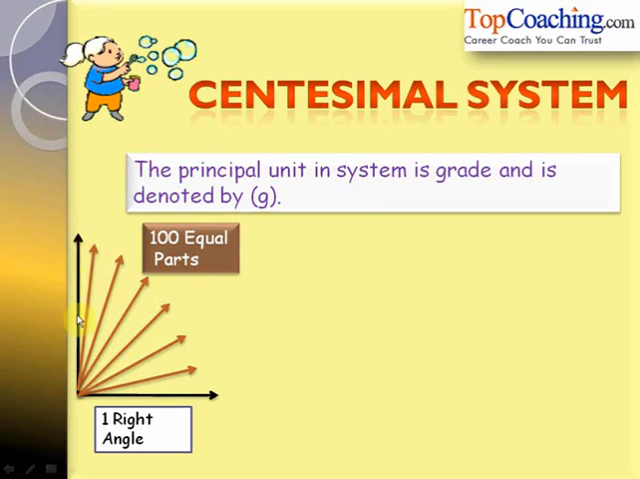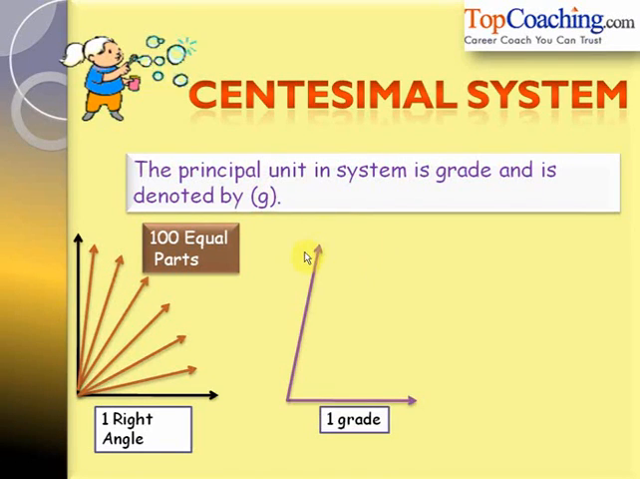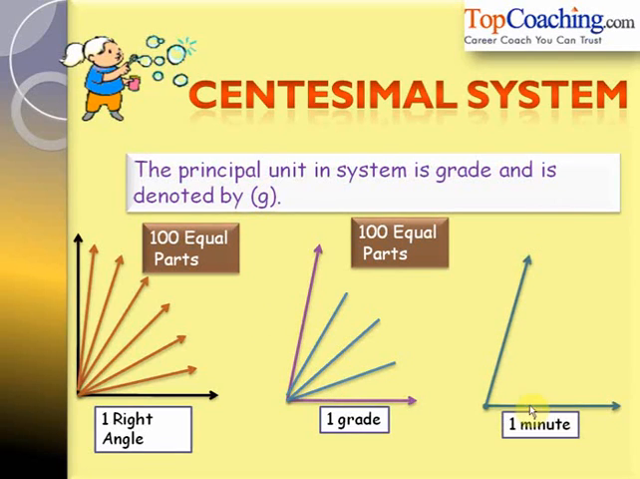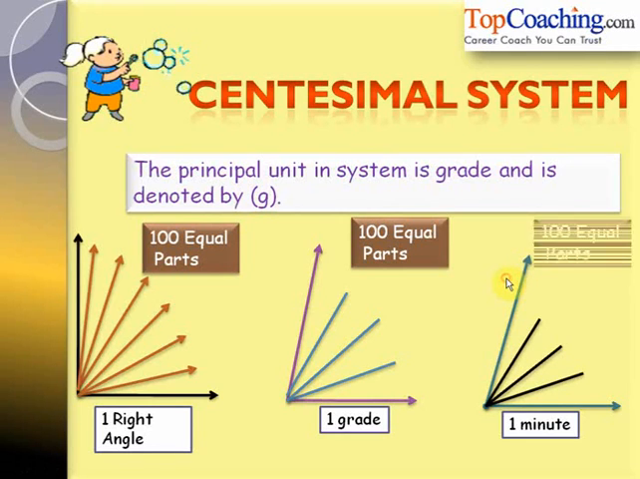So once again we take a right angle and divide it into 100 equal parts such that every equal part is known as 1 grade. Now let us say that this is 1 grade, and again we start dividing this grade into 100 equal parts. So when we divide this into 100 equal parts, we call every equal part 1 minute. Further, let's consider this as 1 minute, and we again start dividing into 100 equal parts. So each of these equal parts is known as 1 second.